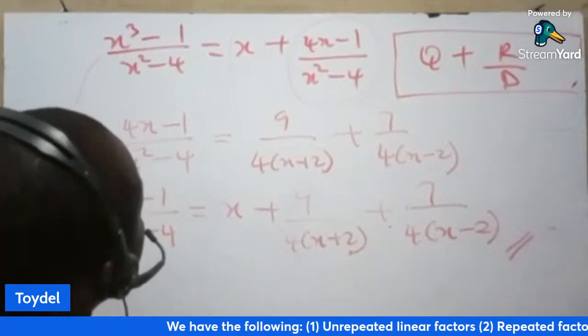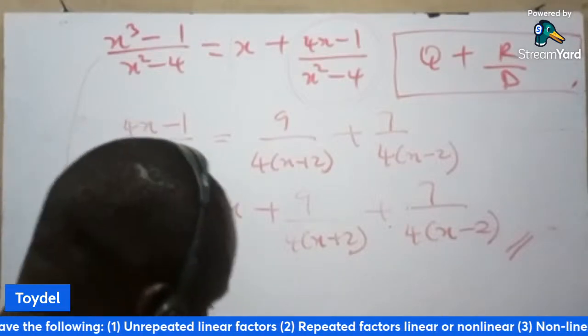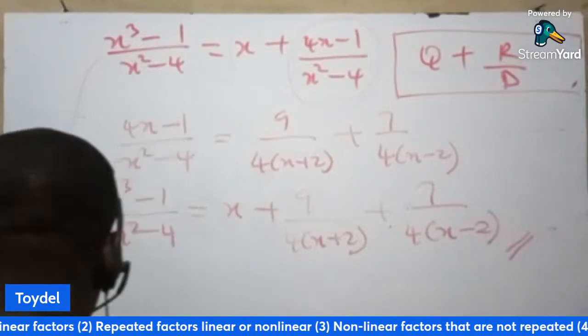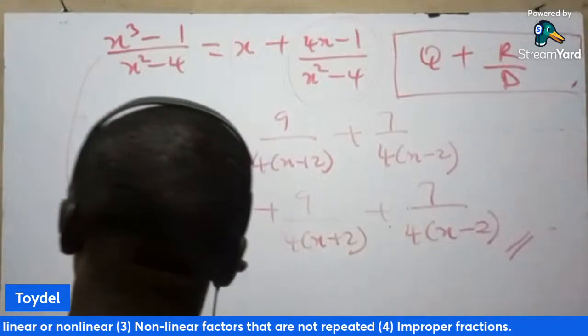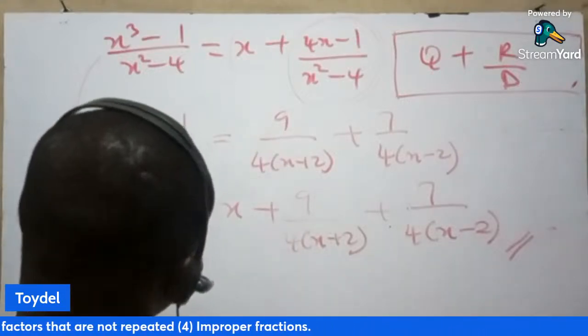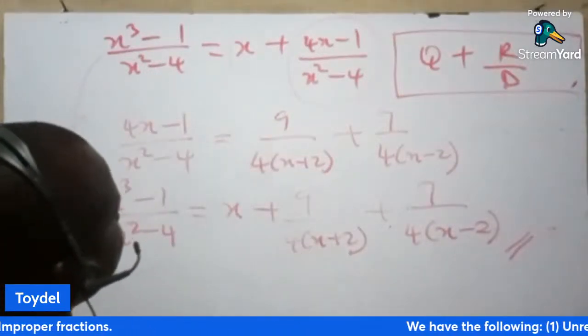Then we are also able to divide partial fractions into four types. The first one is when you have unrepeated linear factors. That's example 1 and 2. The second one is when you have repeated factors, linear or non-linear. That's example 3. Then the third one is when you have non-linear factors that are not repeated, example 4. And the fifth example that we considered is under improper fraction.